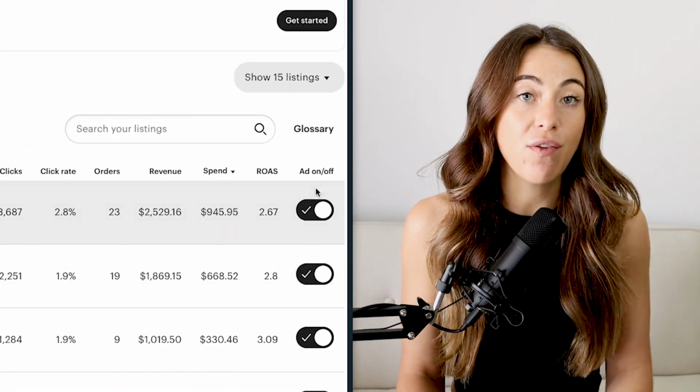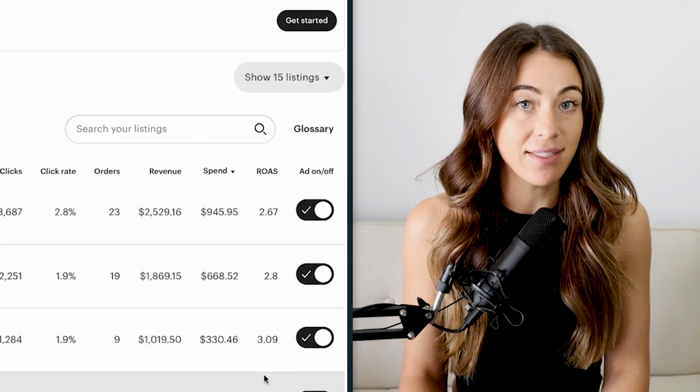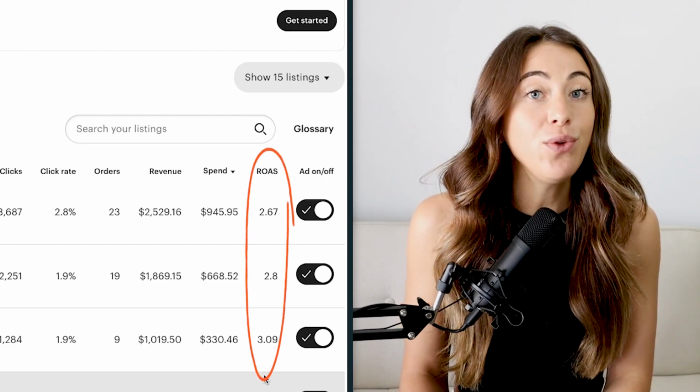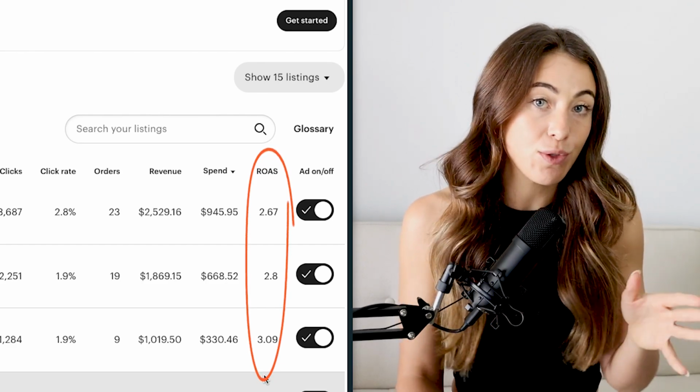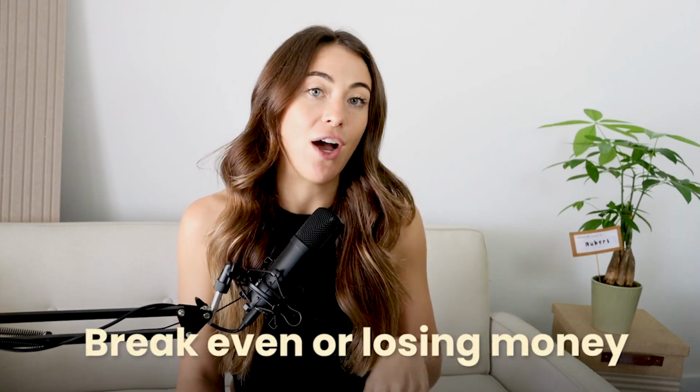basically are what you're looking for when you go and analyze your Etsy ads in the ROAS column. And you know that anything under those break-even metric points is either breaking even or losing money on the listing level.